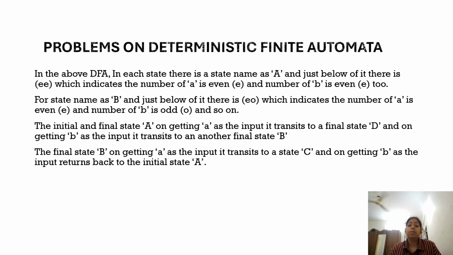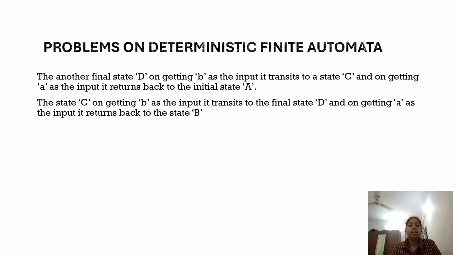On getting a as input, it transitions to final state B. On getting b as input, it transitions to another final state D. The final state B on getting a as input transitions to state C. On getting b as input, it returns back to initial state A. The other final state D, on getting b as input, transitions to state C. On getting a as input, it returns back to initial state A. The state C, on getting b as input, transitions to final state B. On getting a as input, it returns back to state D.